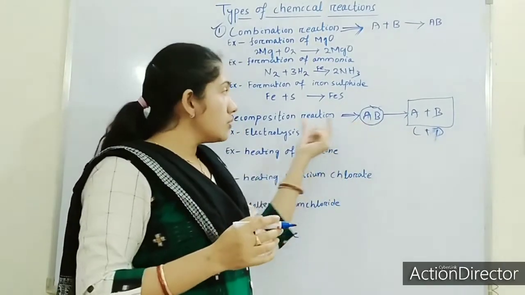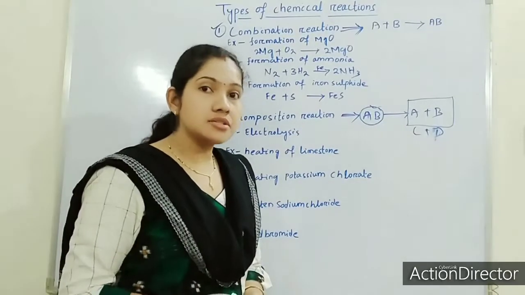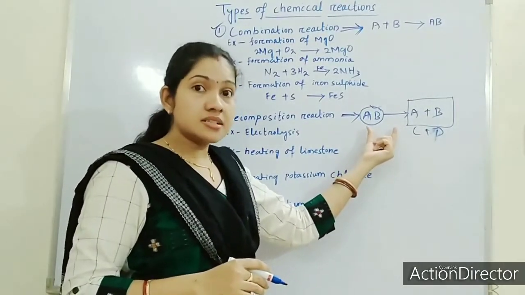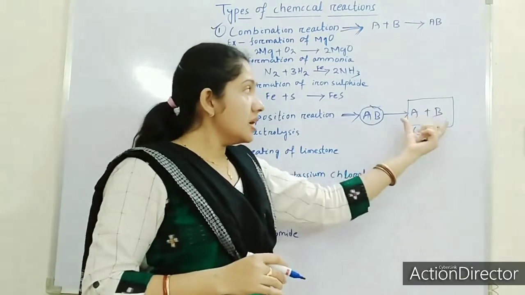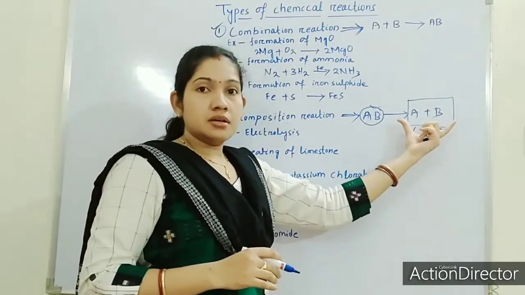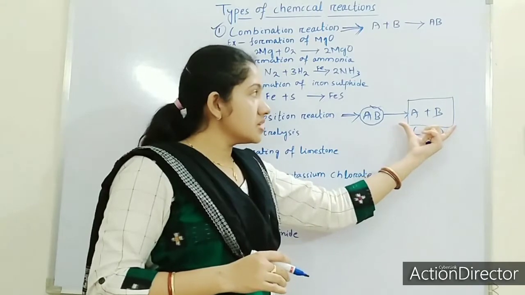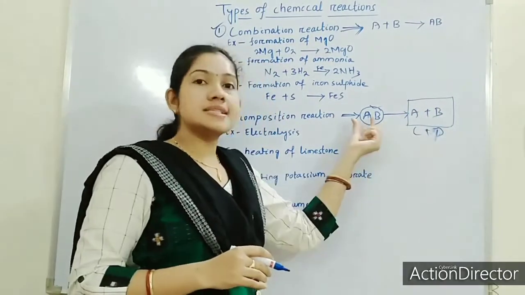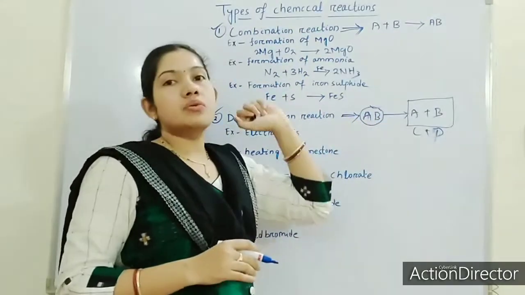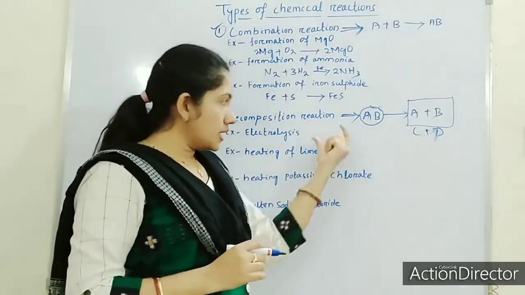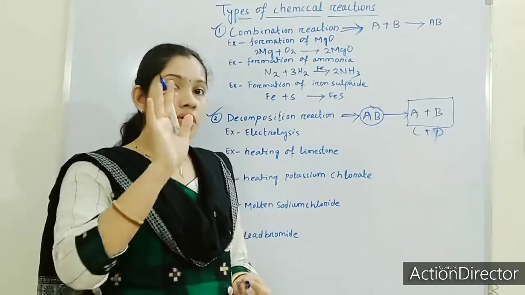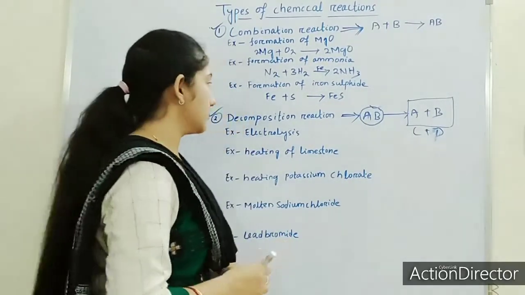Got it? So when we are talking about a decomposition reaction, the splitting of reactants takes place and the formed products, or we can say the formed ones, will be the elements of the same reactant only. Got it? So let us discuss the examples, then you will have a clearer idea about decomposition reaction.